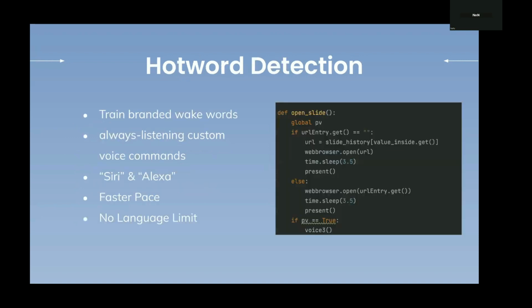Next is the hardware detection. I think this word is pretty commonly heard before because Siri and Alexa use the same technique as a voice activation, which uses an always-listening custom voice command, and it also uses a technique called a trained branded wake word. The purpose of using hardware detection in the slide controller is to reduce the delay on switching slides, which results in a faster pace, and there is no language limit.